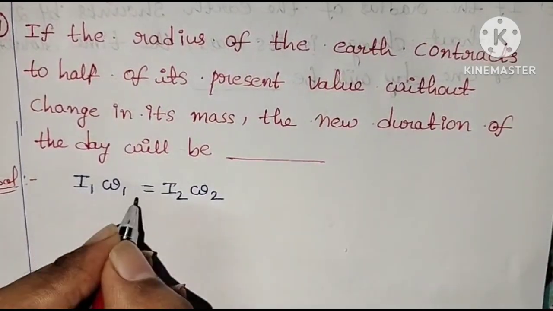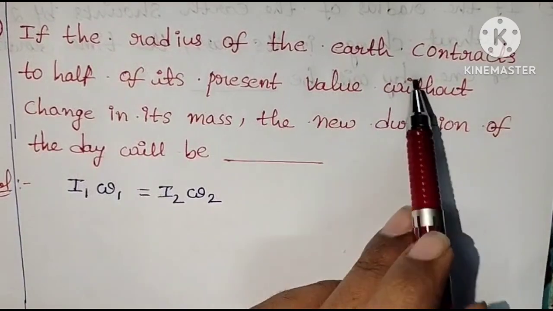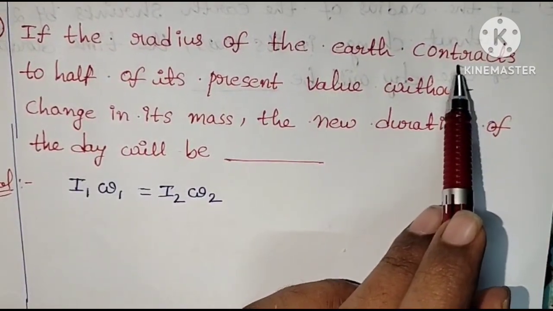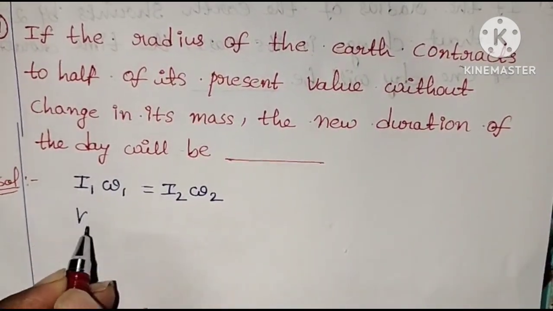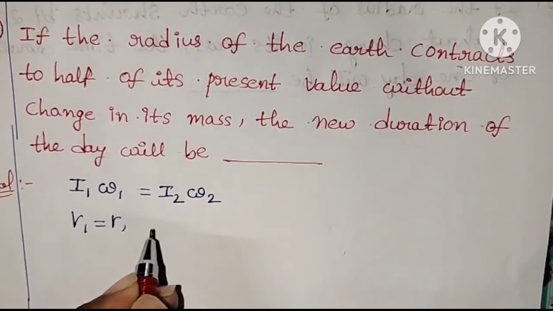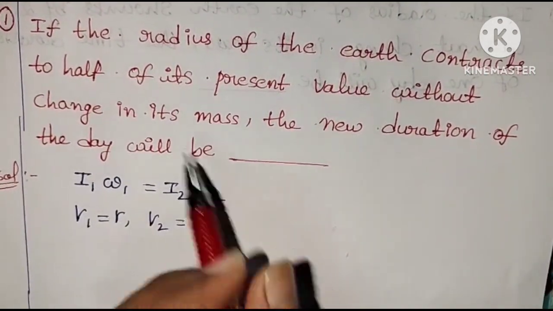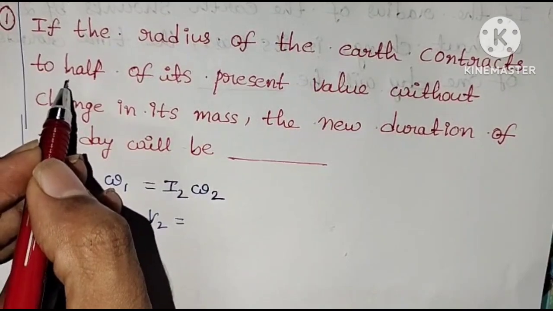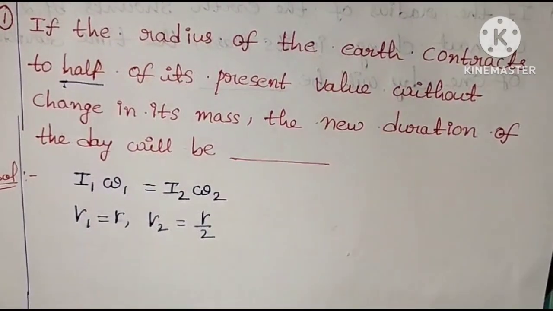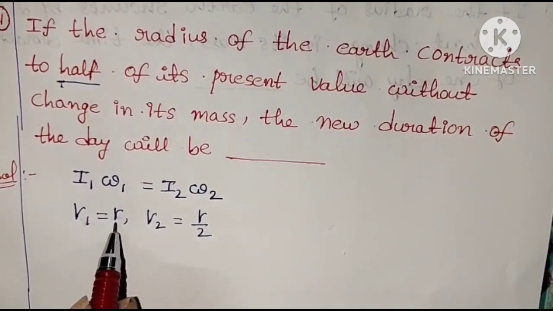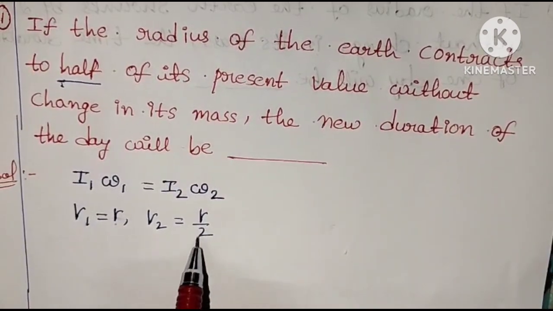So I1 omega 1 is equal to I2 omega 2. Here the radius of the earth contracts, meaning it decreases to half of its present value. Let us say the initial radius is r. Now the final radius r2: the radius contracts to half of its present value, so it becomes r by 2. So the initial radius of the earth is r and the final radius is r by 2.